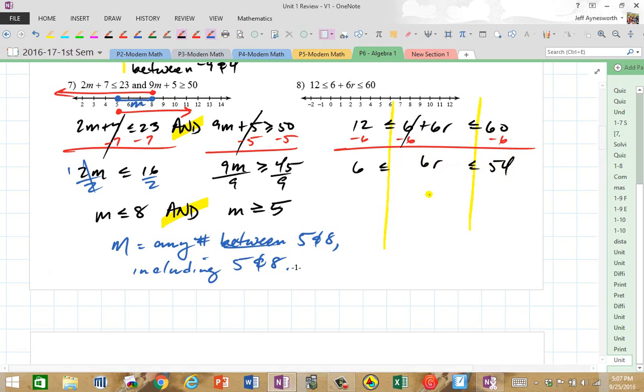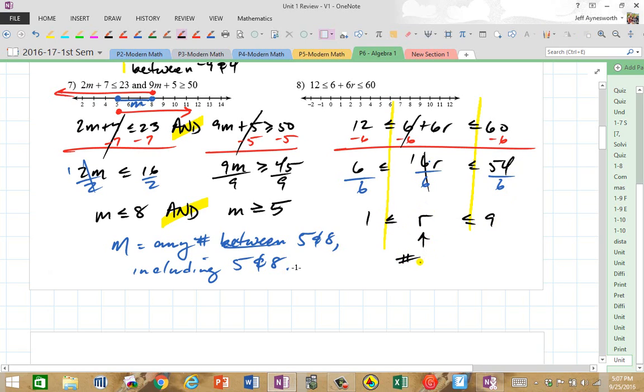All right. At this point, it's 6 times r, right? The inverse of multiplying is dividing. So we divide 6 by 6 to get 1. That's less than or equal to 1r, which is r. This is an r right here. Is less than or equal to 9. 54 divided by 6 is 9. So this is any number between 1 and 9, including 1 and 9.